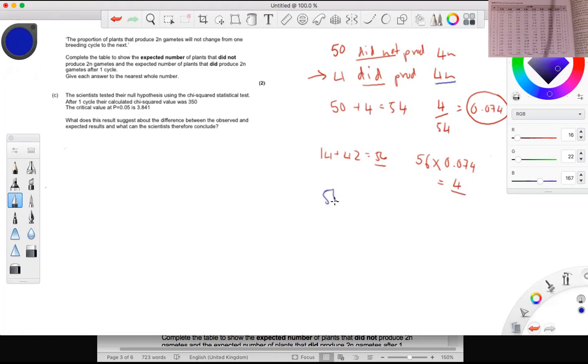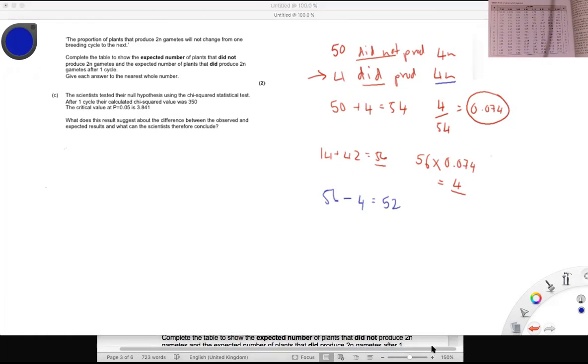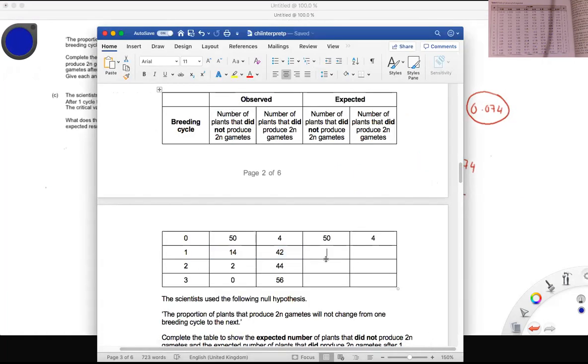But we've got 56 plants. If 4 of them did not produce 4N gametes, then we expect that 52 should. Okay, so if we go back to our table, we would work out that we expect 52 to produce 4N gametes.